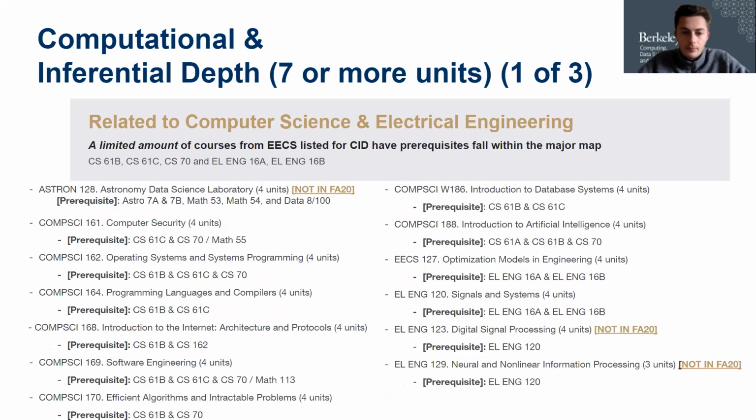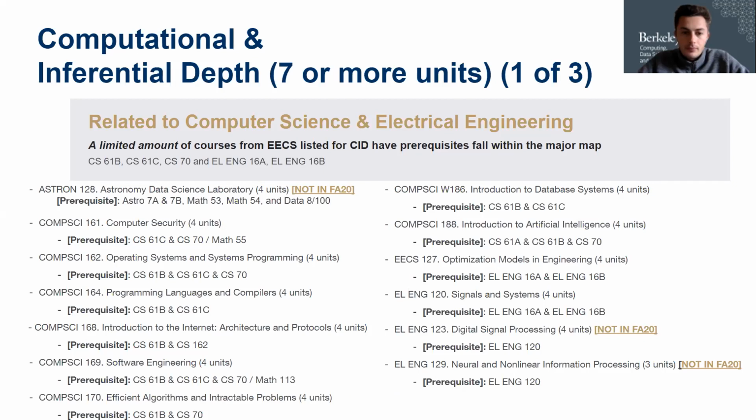Cool. So the next upper division requirement is the computational and inferential depth requirement, or CID for short. You're required to take at least 7 units, which is typically about 2 classes, to meet this requirement. There are several different courses that you can choose in various departments, such as computer science, electrical engineering, statistics, econ, that can all be used to satisfy your CID classes. And because of that, oftentimes people who are double majoring in those departments can choose to use their overlap for their 2 classes with their CID classes.